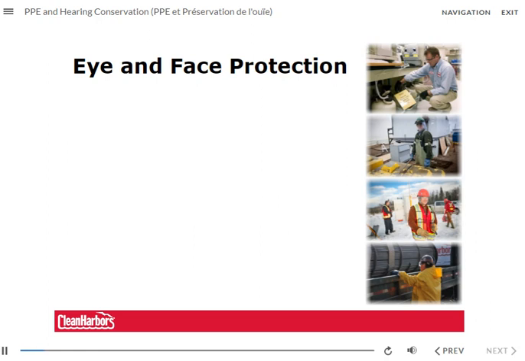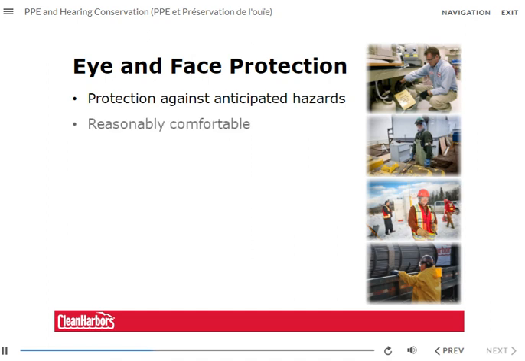Eye and face protection must meet specific safety standards to provide safeguards from impact, splash, and particulate or vapor exposure to the face and eyes. The selected equipment must be comfortable enough to ensure individuals will wear them and must fit securely enough that they will not fall off during movement.